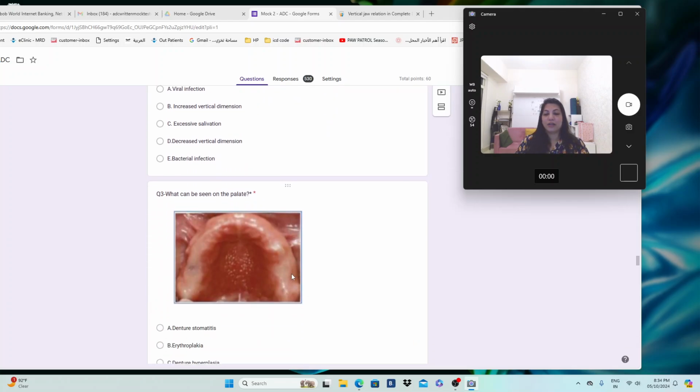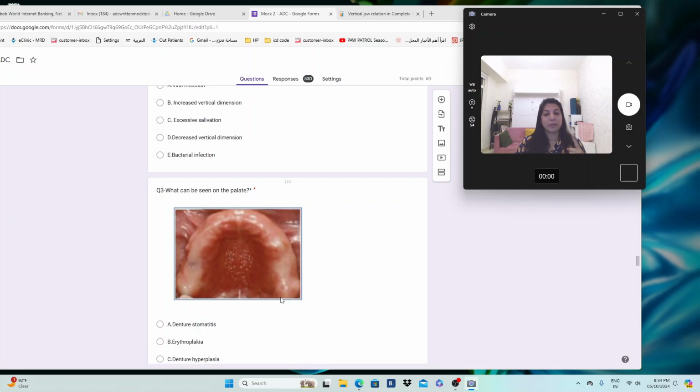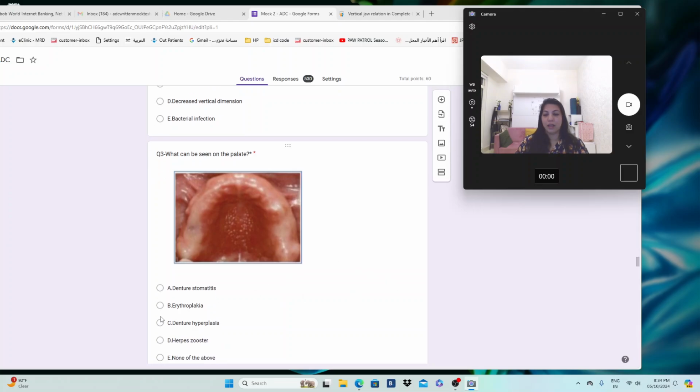What can be seen on the palate? Remember the question also mentioned there was a lesion beneath the denture, stomatitis. Erythroplakia, denture hyperplasia. You may be confused with hyperplasia, but hyperplasia, what does it mean? Hyper means increase, plasia means increased growth of tissues. So they would have been flabby tissues, but do you see flabby tissues? No. Stomatitis. Stoma is the oral cavity mucosa. Itis is inflammation. Always remember, anything itis is inflammation.